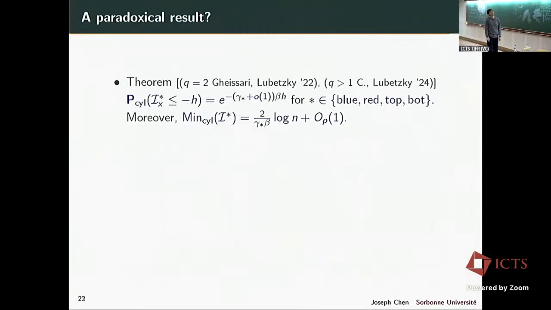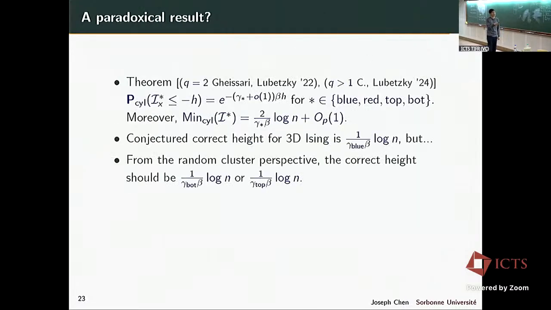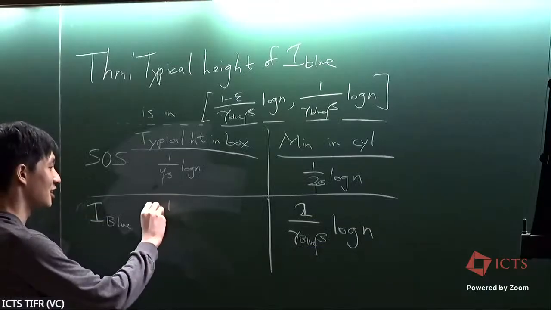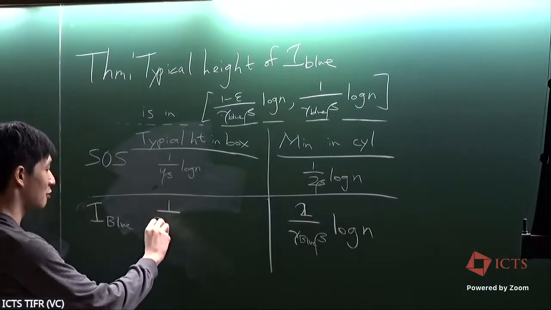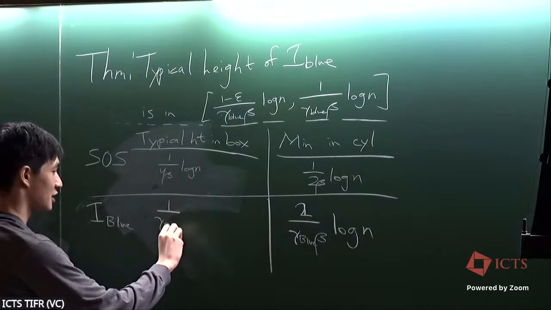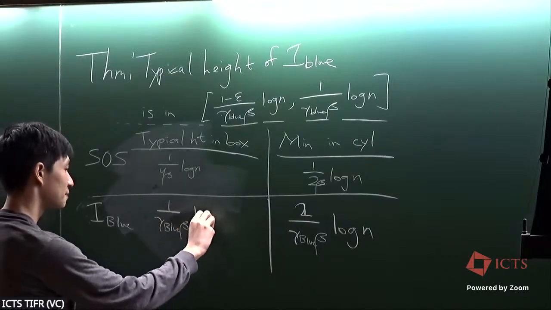That means that, according to that logic, if I look at the blue interface, the correct height should be, instead of 1 over 4 beta, just 1 over gamma beta log n. And that is indeed our upper bound here. So this is why I say that the upper bound that we prove is conjecturally sharp.